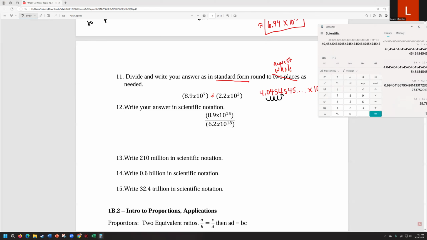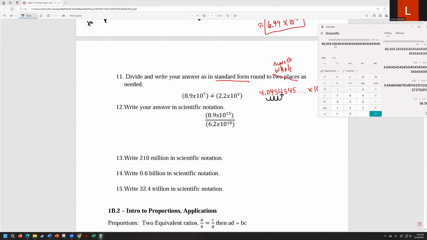So notice that's 40,454 and then 0.54 forever. That's exactly what I'm getting when I move my decimal 4 places to the right, since it was a positive exponent. I'm getting 40 and then 454. They told us to round to the nearest whole number.